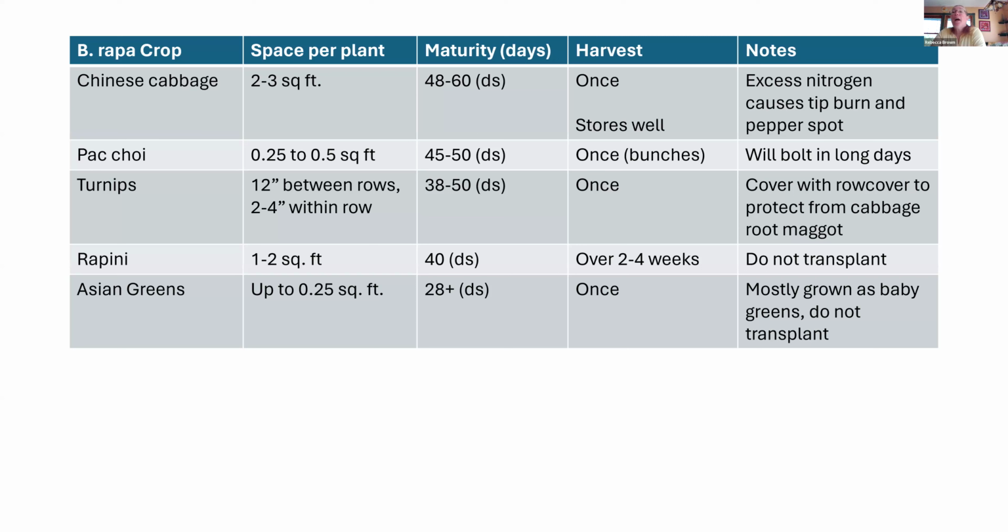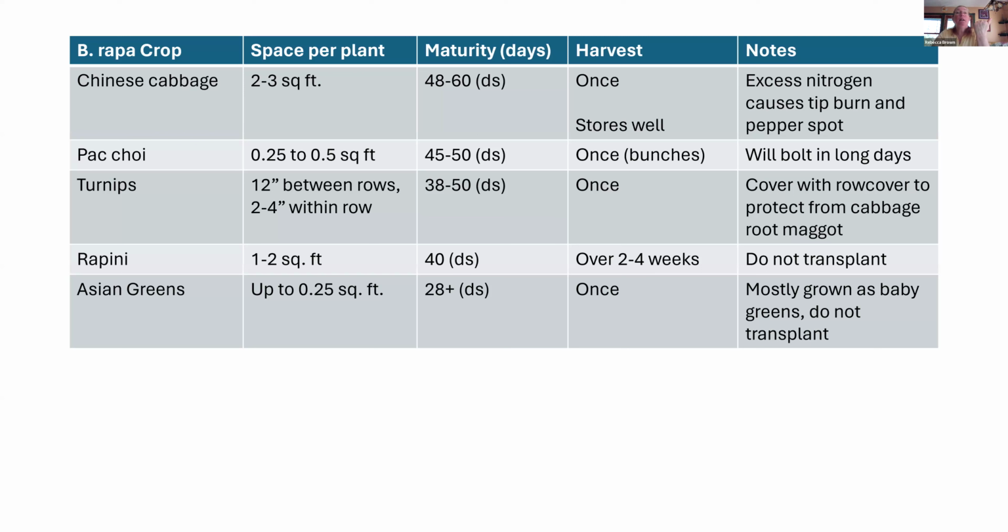You need to know that Chinese cabbage is very sensitive to excess nitrogen. It causes a disorder called pepper spot, which causes little black specks in the leaves and the petioles. And rapid growth of Chinese cabbage can also cause tip burn, which is calcium deficiency in the leaves inside the head. And this is particularly a problem in warm weather. So you do have to watch your fertility with Chinese cabbage and make sure that you have sufficient calcium.